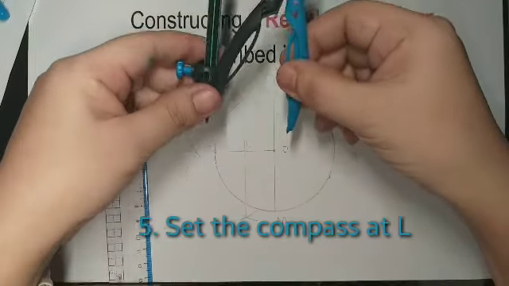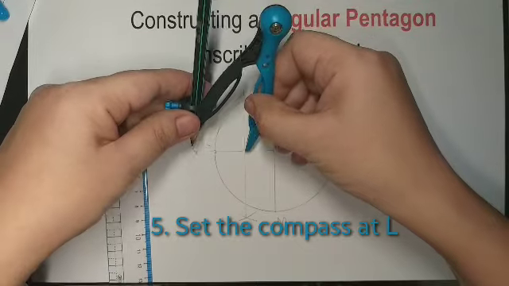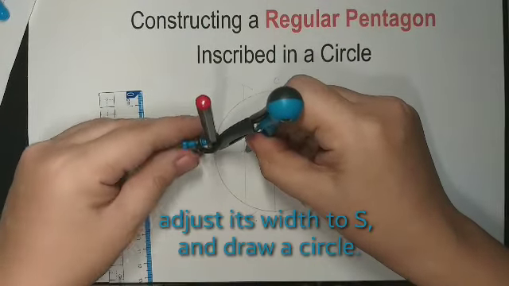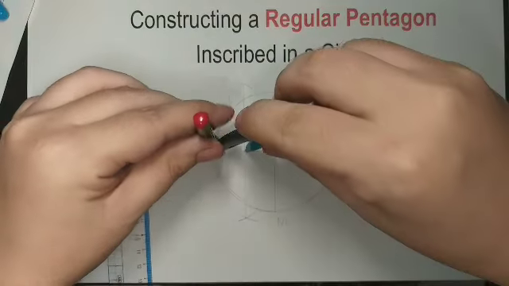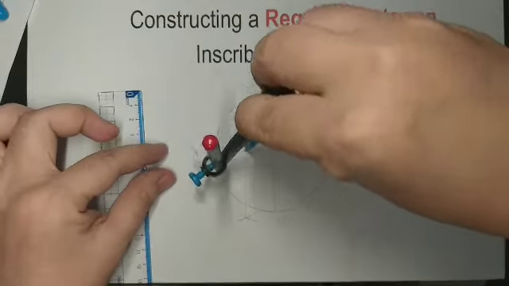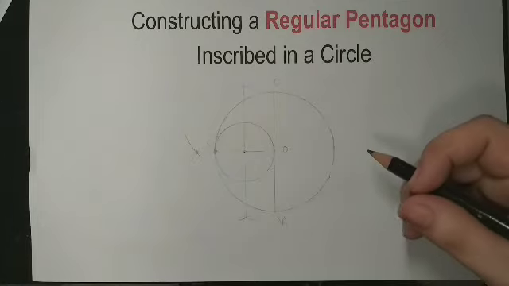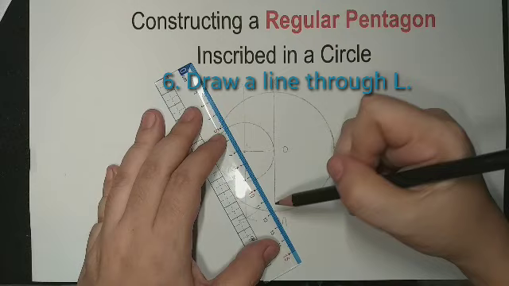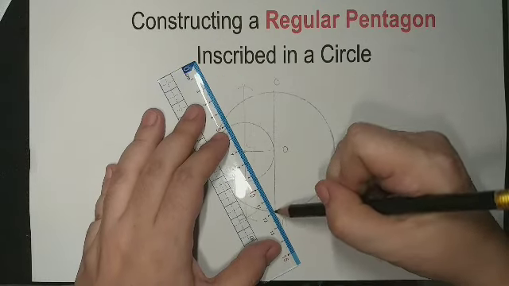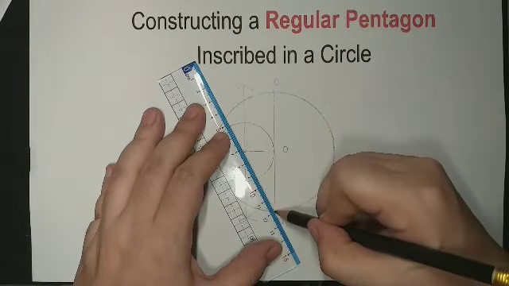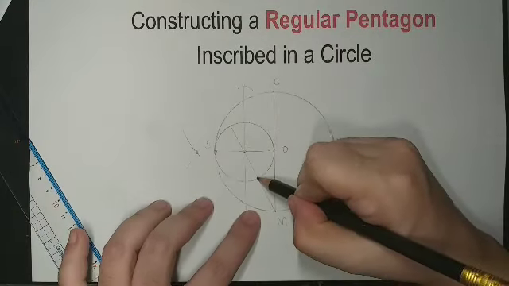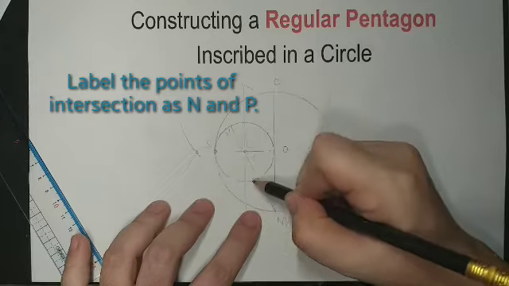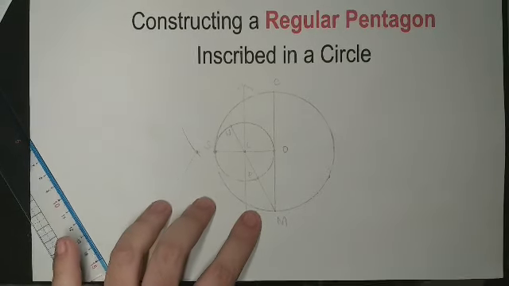Next, let's use our compass. Set the compass on L as the center and adjust it to S. Let's draw a circle passing through the points S and O. Okay, next draw a line from M through P. We have to draw a line that will also intersect the small circle at these 2 points. Let's name this point as point N and this one as point P.